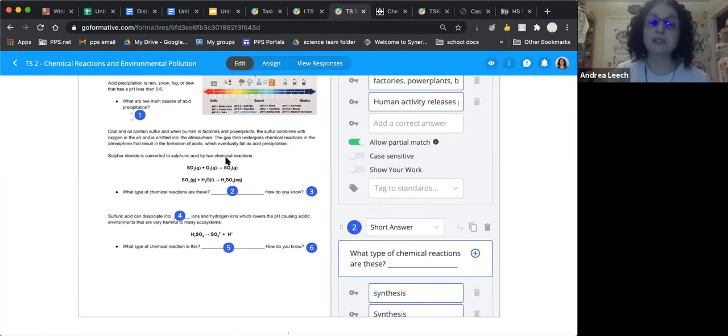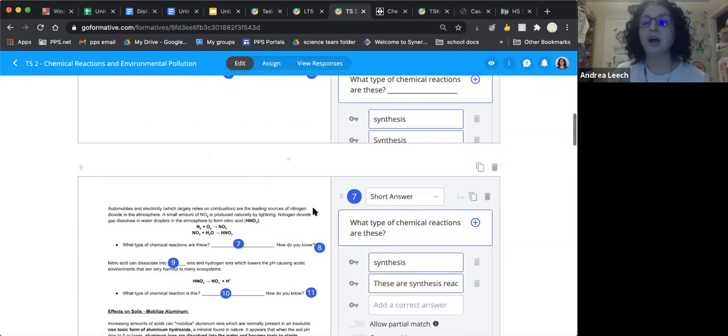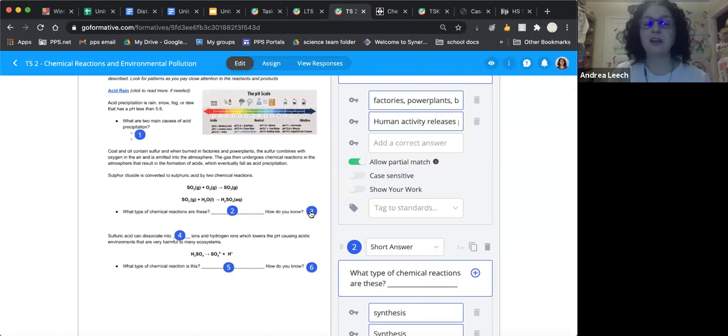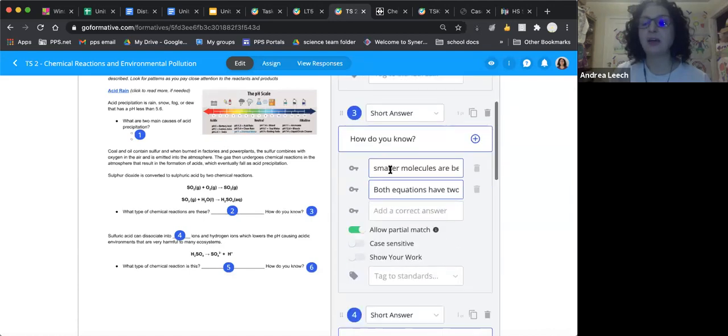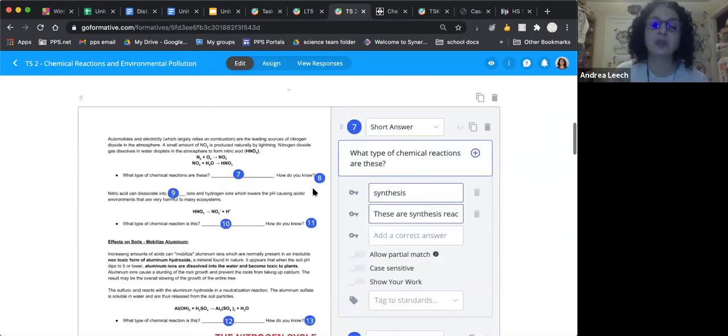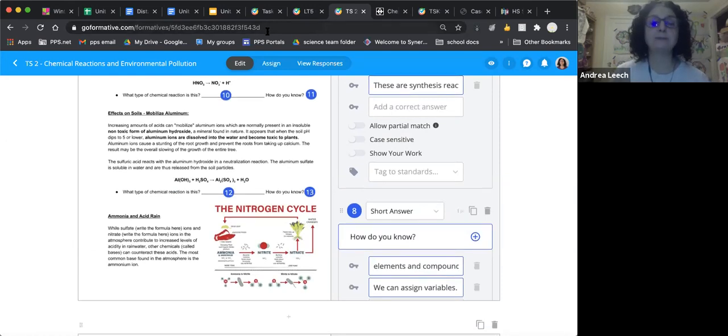And then it's just mostly identifying, like I can identify that these are both synthesis reactions. How do I know that they're both synthesis reactions? Because if I click on this button right here, it'll get me to that question. How do I know? Because both equations have 2 things that join together as one. So that's what they're doing in this. They're just going through and doing a lot of reading back through it and identifying what kinds of reactions are there.